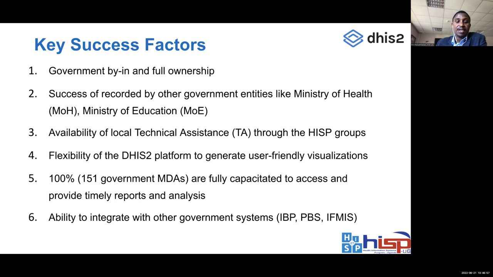To this, the flexibility of the platform to generate visualizations has also been seen as one of the other success factors.